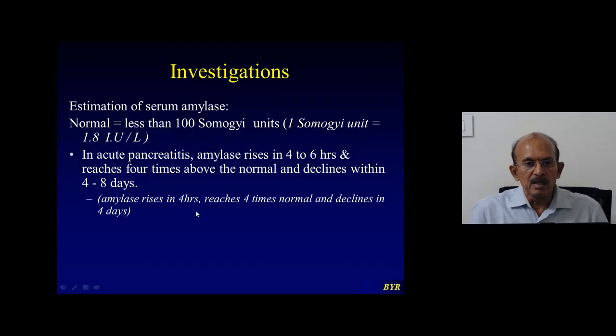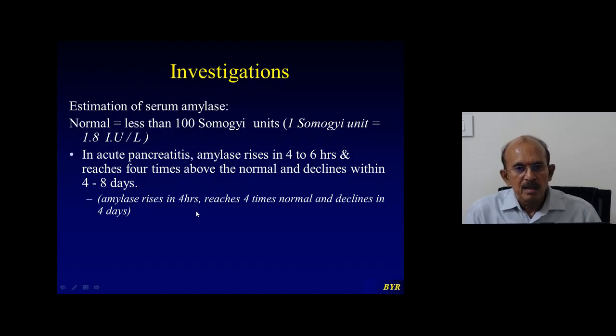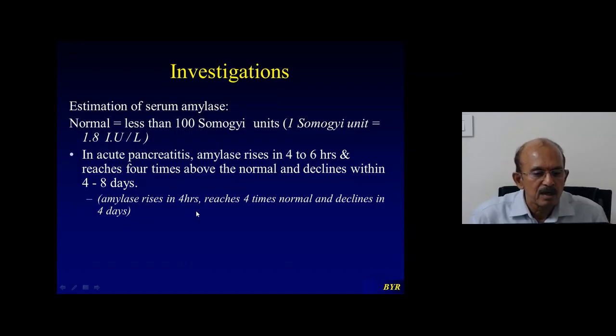For example, normally it is about 180 international units. The patient has come to you. He's having around 2000 international units. What is your inference? Is it mild pancreatitis or severe pancreatitis? You are all wrong. Reason is, amylase tells you whether it's pancreatitis or not.